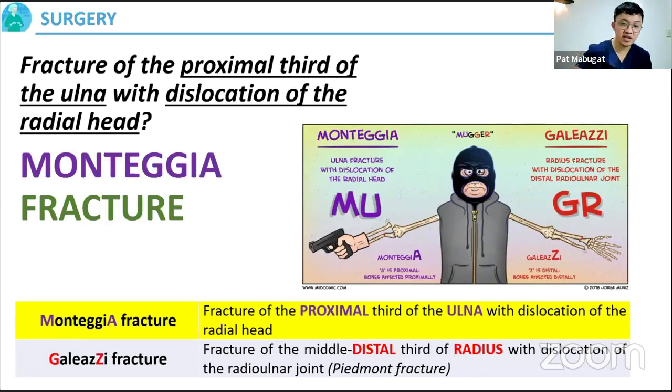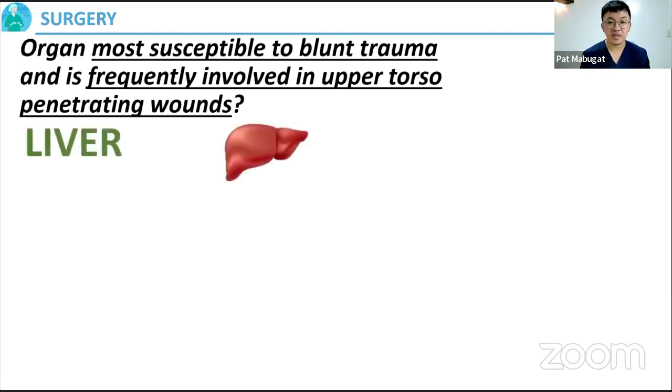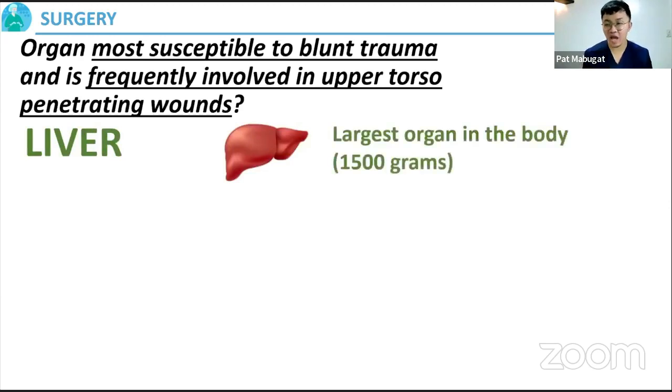Okay? This illustration right here is very helpful. Next, what's the organ most susceptible to blunt trauma and is frequently involved in upper torso penetrating wounds? It is your liver. Why? Because the liver is the largest organ in the body. So if you get hit somewhere in the abdomen, you have a high likelihood of hitting the liver because it takes up so much space in your abdomen, right?